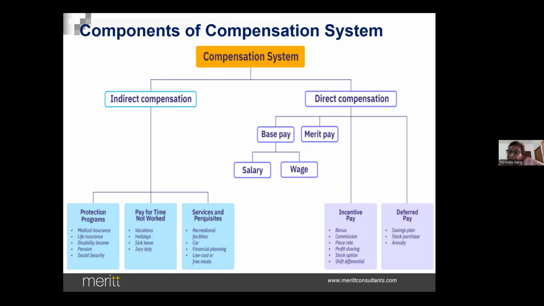Now let's look at deferred pay. The word deferred pay, what does it mean? That means you are deferring the payment. What could be some good examples of deferred pay?